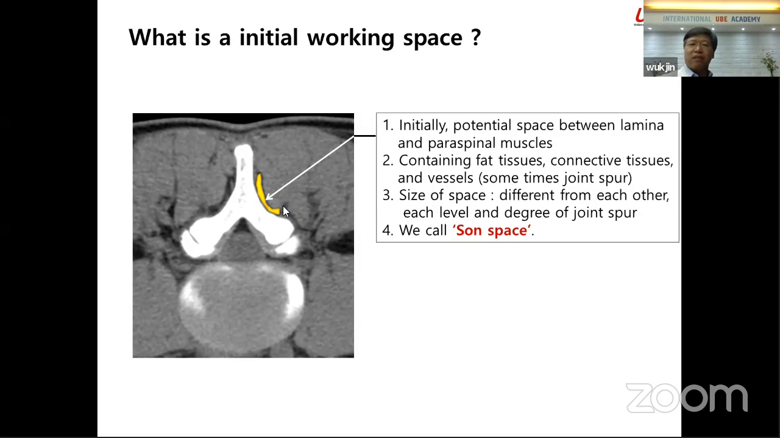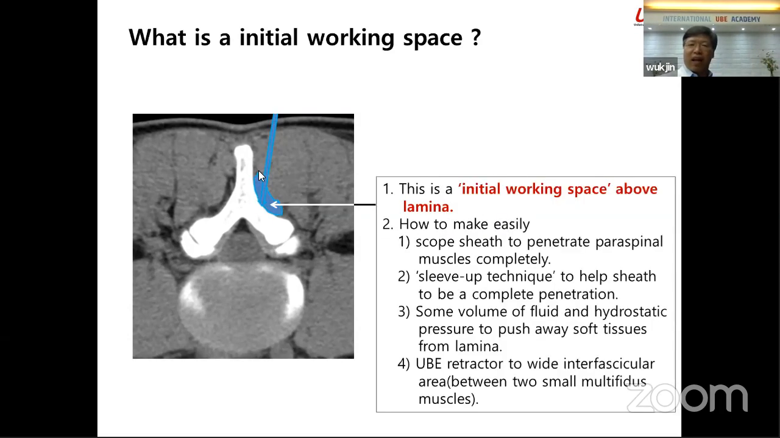So this is the Sonja space, and this one is the initial working space. Today my lecture is about how beginners have difficulty making the initial working space. So my lecture's key is how to make the working space: scope, penetrate, sliver technique, and hydrosuppressor and retractor. These all help make the initial working space.